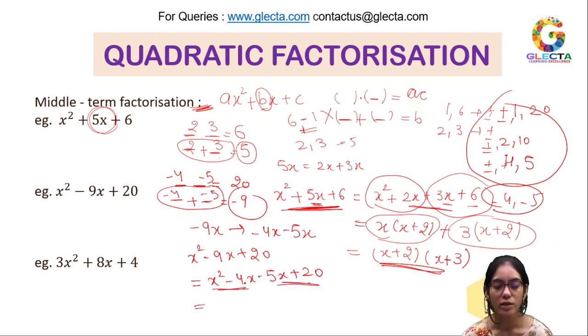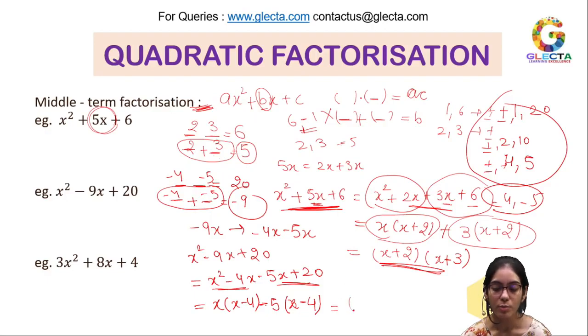So for x square minus 4x, we can extract out x, and inside the bracket it will be left x minus 4. Again for minus 5x and 20, we can extract minus 5. So minus 5 bracket: minus 5x divided by minus 5 will be x, and 20 divided by minus 5 will be minus 4. So again in these two terms we have x minus 4 common.